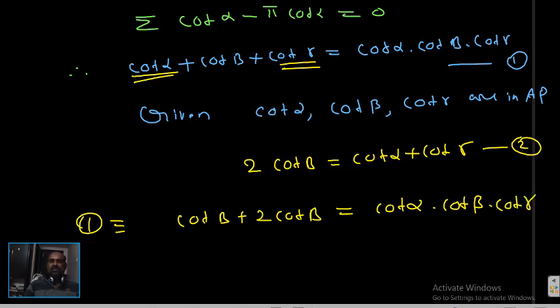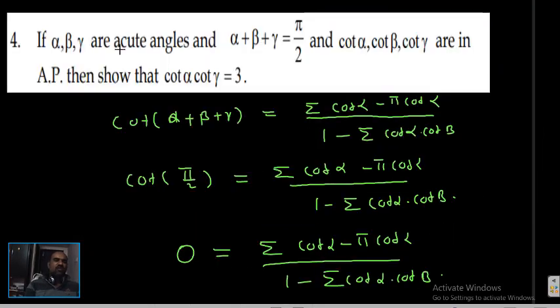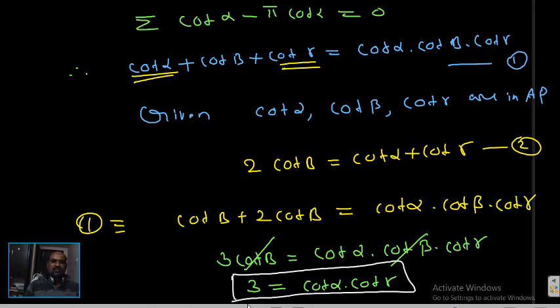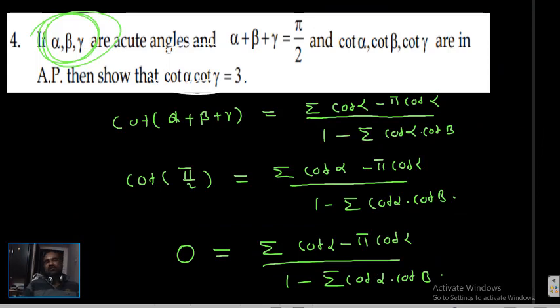So what you will get, I will write here, 3 cot beta equals cot alpha into cot beta into cot gamma. What is clearly given here? Alpha, beta, gamma are acute, so cot beta is never 0, cot gamma also, cot alpha also. That's why cot beta gets cancelled. 3 equals cot alpha into cot gamma. I think this is what you want. This is the required result. 3 equals cot alpha into cot gamma.